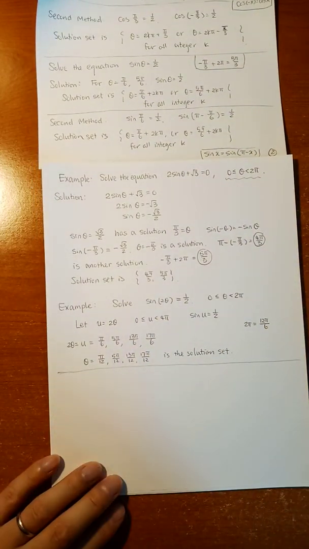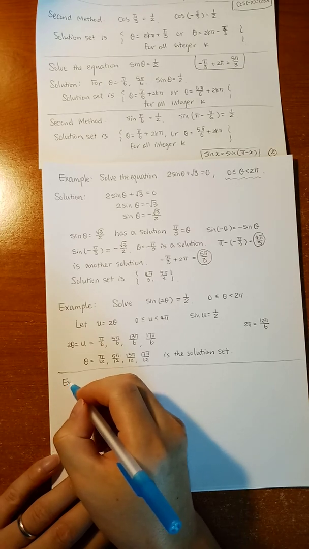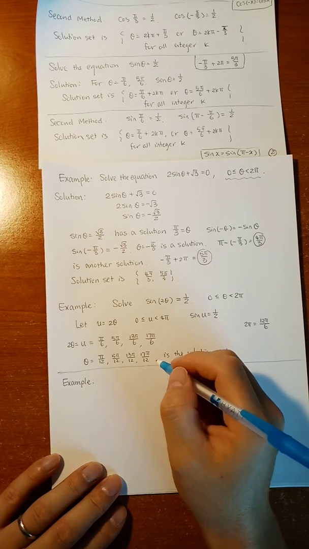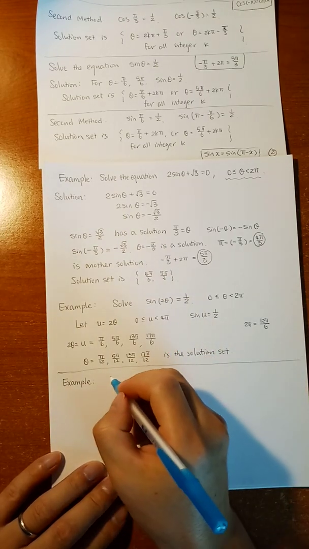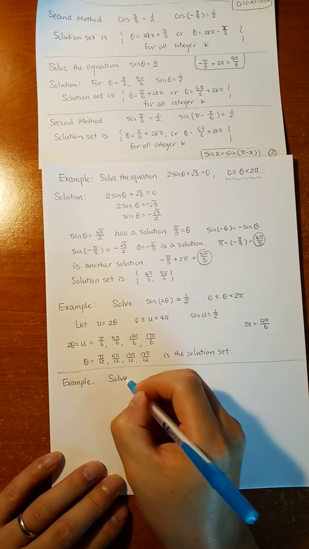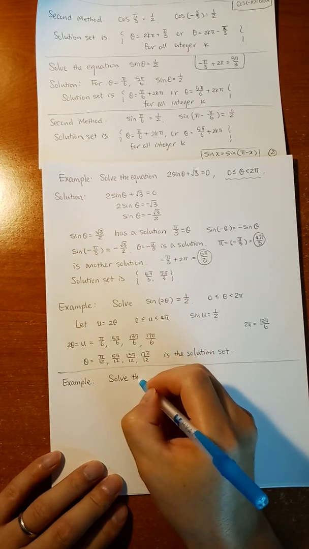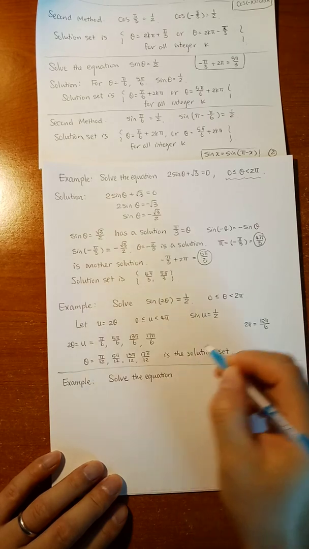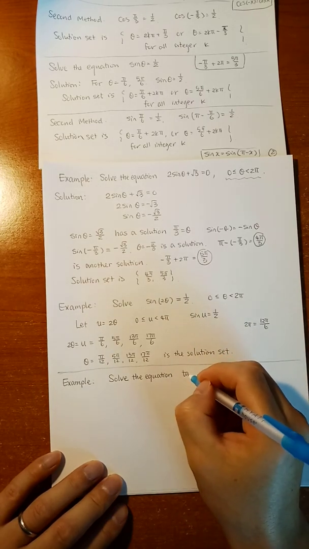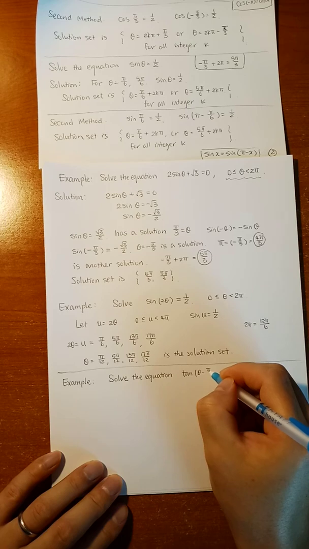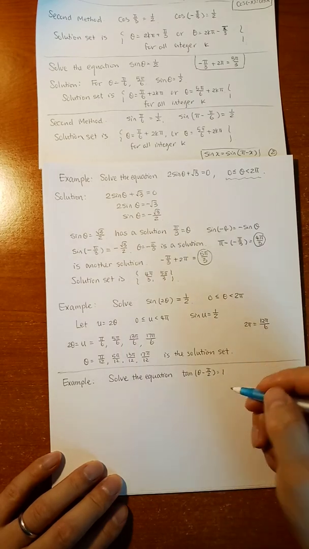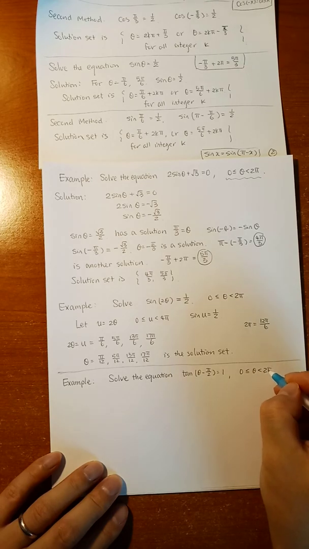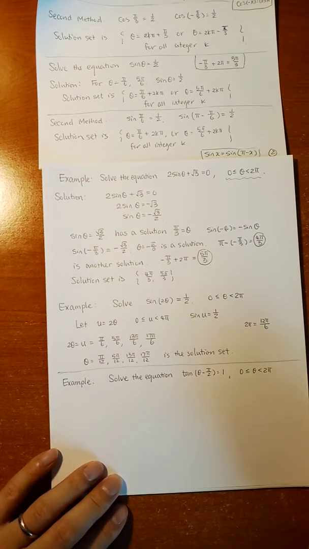Okay, let's see another example. Solve the equation tangent of theta minus pi over 2 is equal to 1. Here, theta is between 0 and 2 pi.